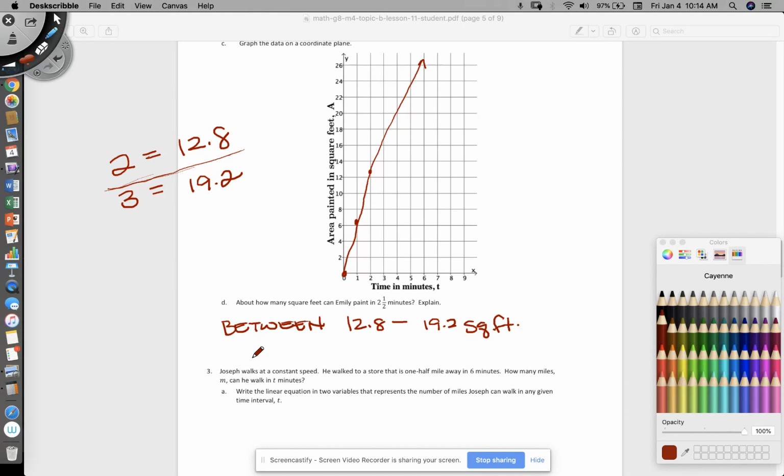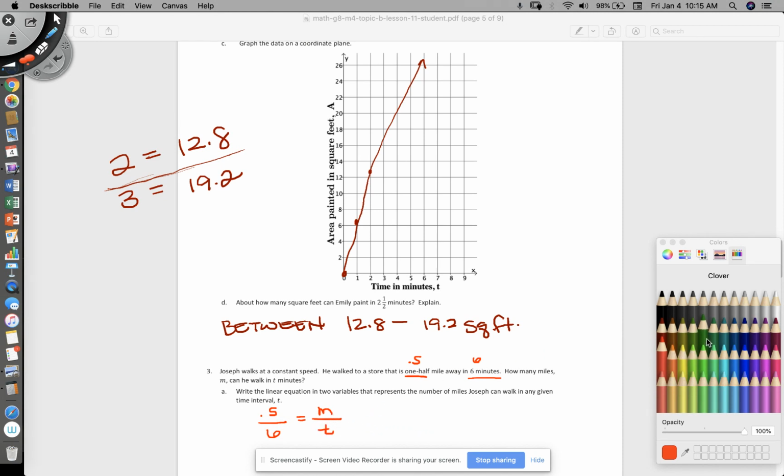Write your linear equation with your 2 variables. All right, so I'm going to write down what I do know. I have half, so I'm going to represent that by 0.5 in 6 minutes. So there's my 2 informational pieces I need. So 0.5 over 6. And again, I want my miles on top because I have half a mile, so I need the mile over here. And they want me to use M for that. And then my time, 6 minutes, is down here, and they want me to use T.